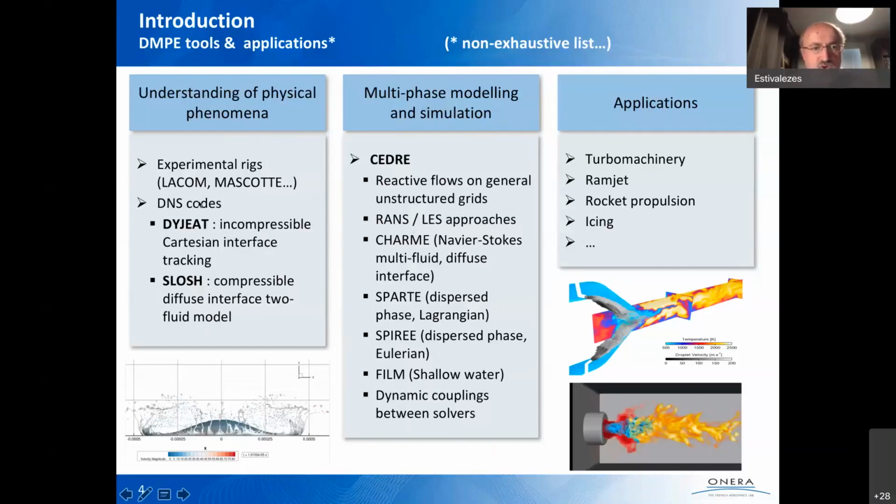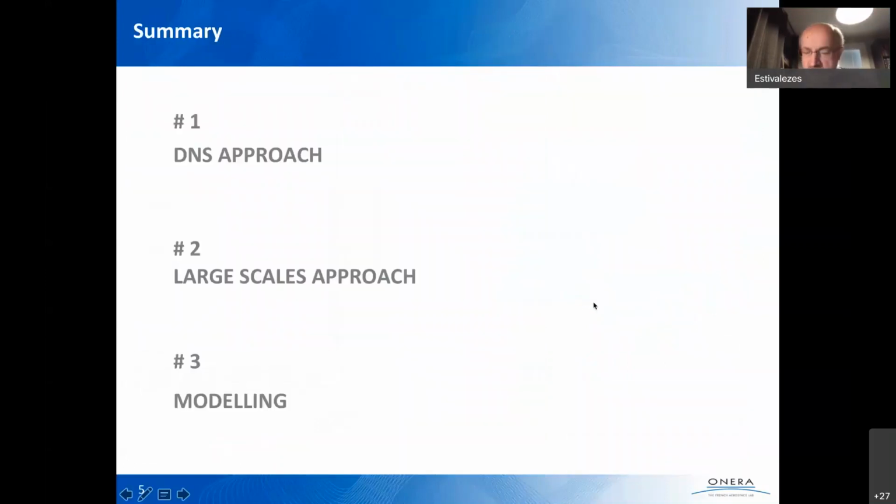So the idea is to use experiment and direct numerical simulation to improve modeling, which is developed in this code in order to simulate industrial problems like this one. This is the MASCOTTE experiment simulation, which is a liquid oxygen jet surrounded by a co-flowing hydrogen jet at high velocity, and it is a two-phase reacting simulation. So I will go first to the DNS approach.